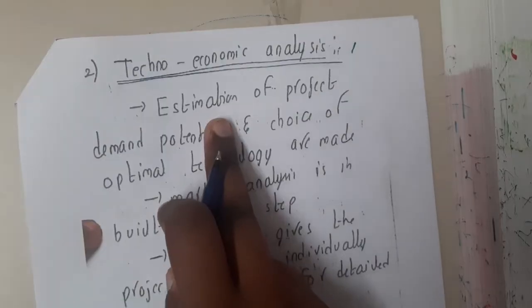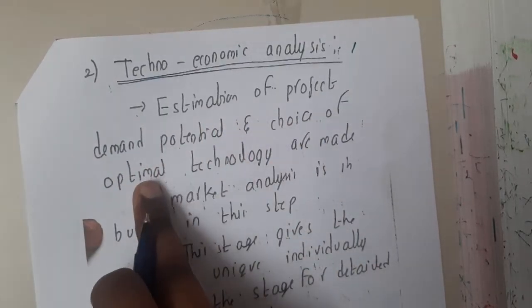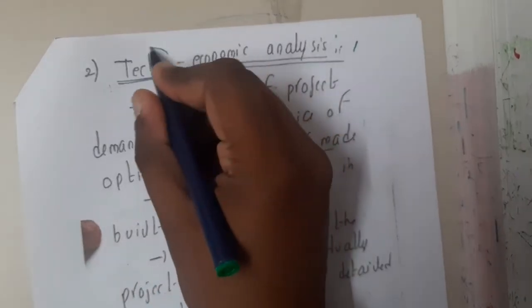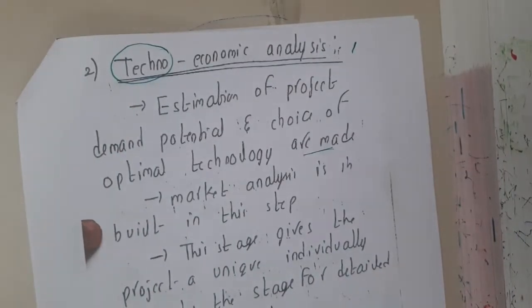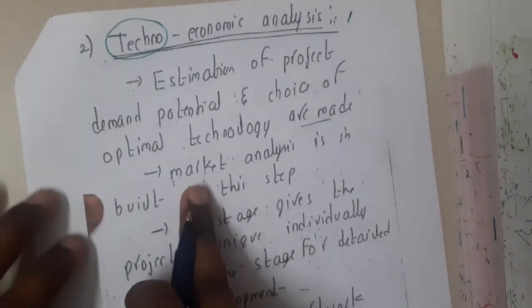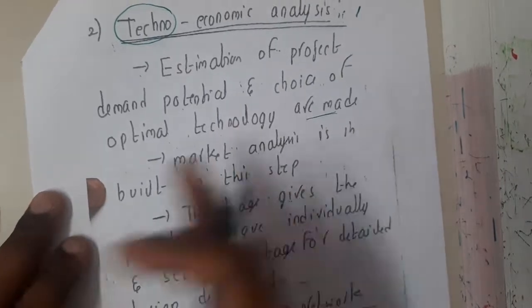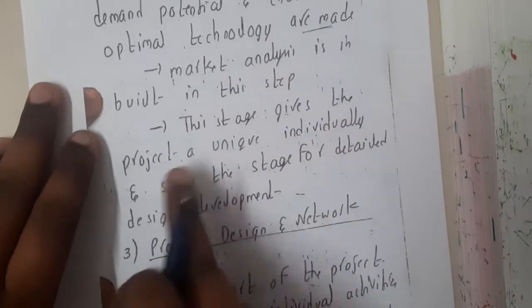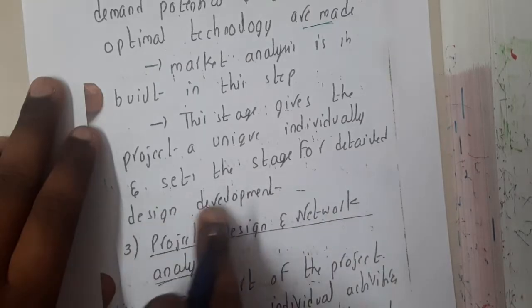Okay. So estimation of project demand potential and a choice of optimal technologies are made. So basically here you will be identifying the technos, which are nothing but technologies, guys. So which technologies you want to use. Okay. Market analysis is inbuilt in this step. So basically from the past step you will be getting the market analysis here, guys. Okay. Similarly, this stage gives the project a unique individuality and sets the stage for a detailed design development.